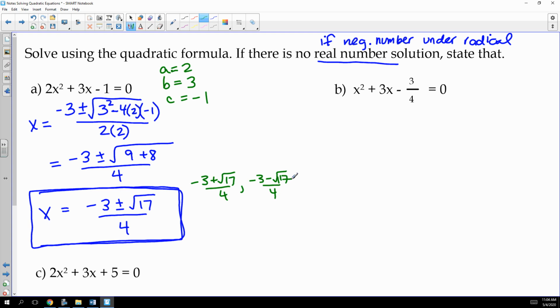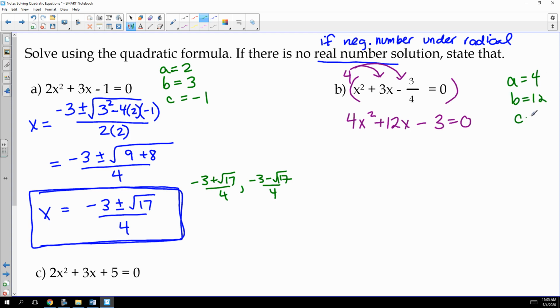Okay, so for problem B, I don't really like to deal with fractions too much, so I'm just going to multiply everything through by 4 so that it can cancel with the last term. I'm going to end up with 4x squared plus 12x minus, and when I distribute to the last term, it cancels with the denominator, equals 0. So again, a is equal to 4, b is equal to 12, and c is equal to negative 3. It's helpful to identify it for yourself off on the side.